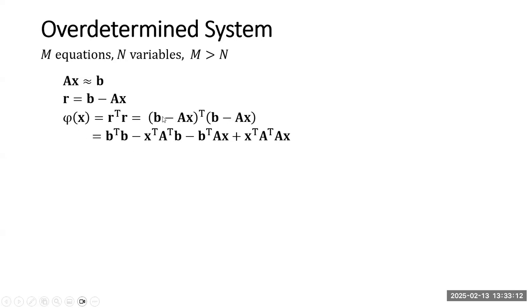And let's open up the parentheses. So b transpose b, negative (Ax) transpose b would give you x transpose A transpose b, and then b transpose Ax. Don't ignore the negatives, so we have negatives here. And then the last term would be (Ax) transpose times Ax, which is x transpose A transpose A x.